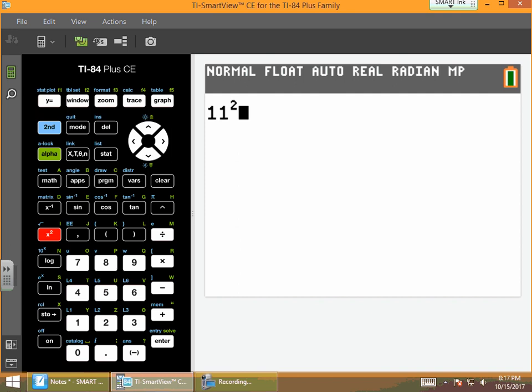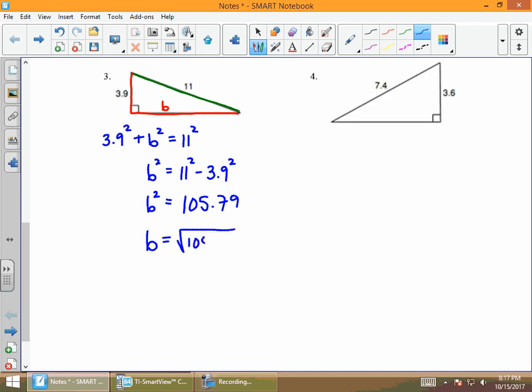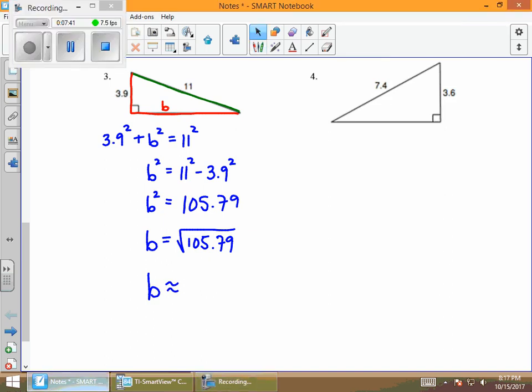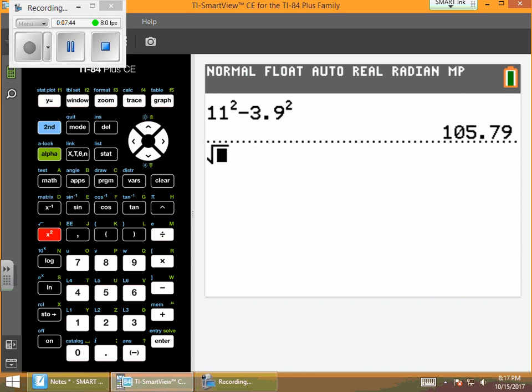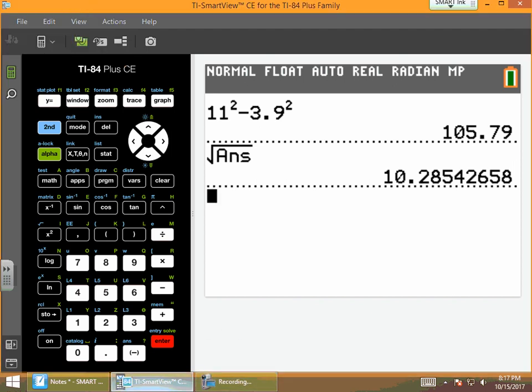11 squared minus 3.9 squared. That is 105.79. And then to find b, I will do the square root of that 105.79. And it's going to give me a decimal approximation. I take the square root of that answer, and I get about 10.3.